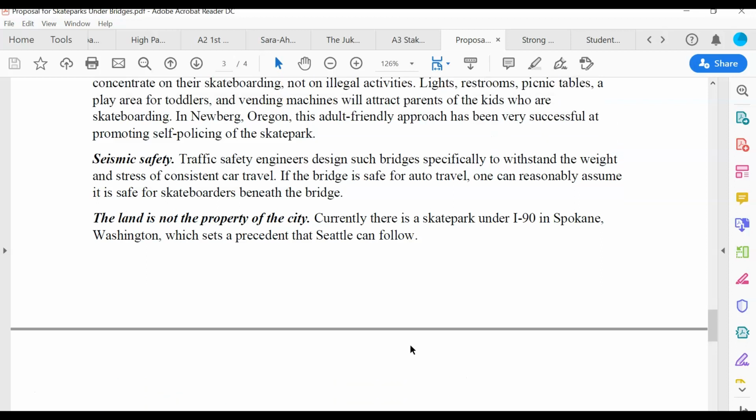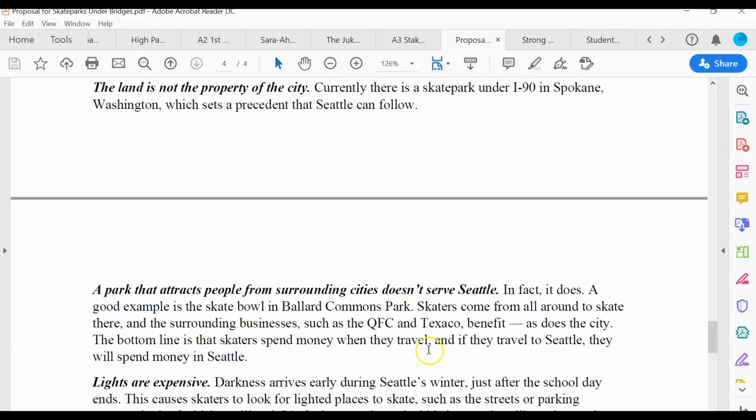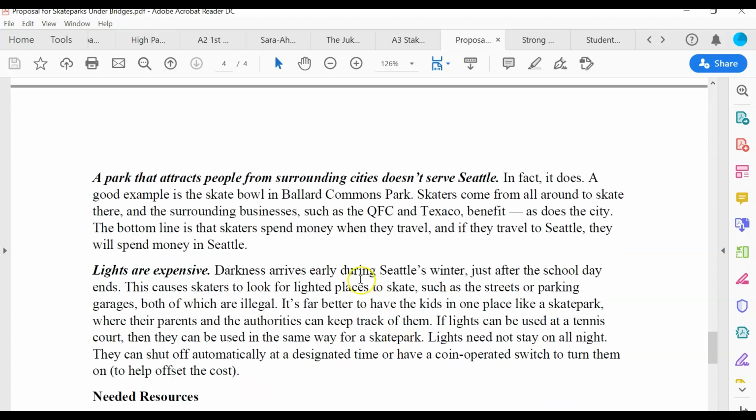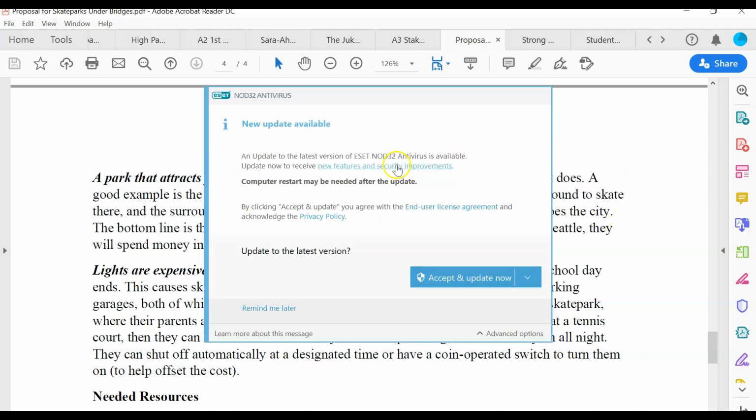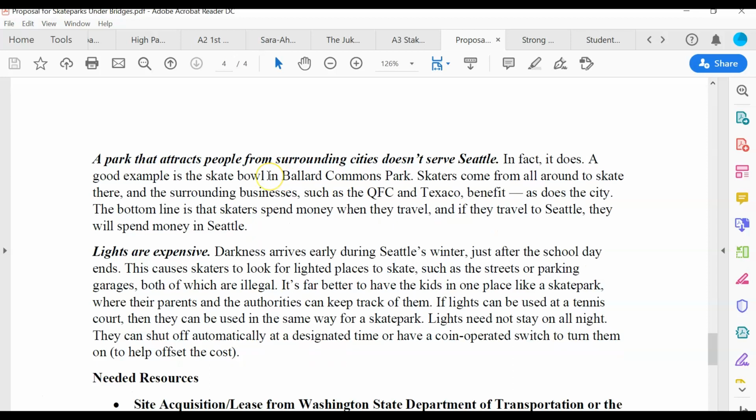potential objections. Something I will say is you might be able to include some more research in here to show what the actual material benefits are. Something that he does really well is that he refutes and works with this idea right here: a park that attracts people from surrounding cities doesn't serve Seattle. That's a potential objection, but the refutation comes right here: in fact, it does. So we're engaging with this and working past it. Sorry about that, I need to update something on my computer.